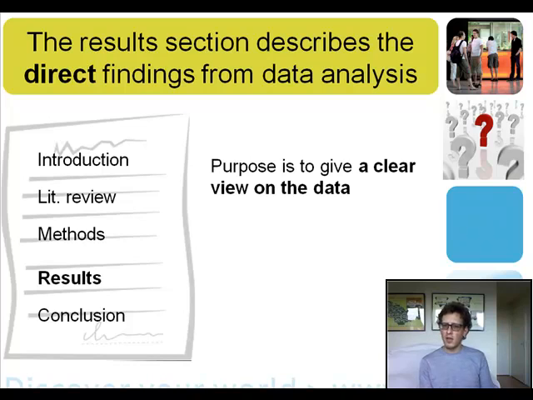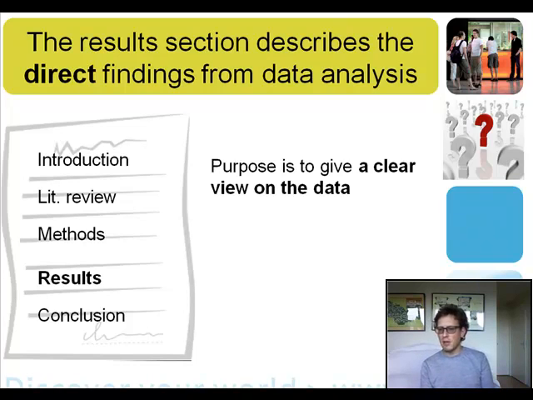So the purpose is to give a clear view on the data. You know, when you have data like from a questionnaire, you just open the data file. Usually you've got like an Excel spreadsheet. It's got hundreds of rows, hundreds of columns, a lot of numbers, and you can't make any sense of it. The purpose of the results section is just to tell you, what do those numbers mean? What do they say?